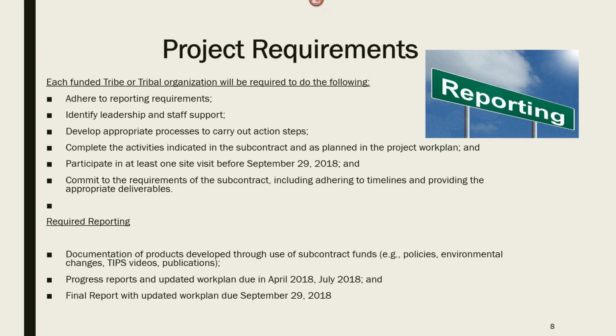As far as the reporting requirements, we want you to document, like I said, products developed through use of subcontract funds. That could be policies, environmental changes, tips, videos, or publications. We would like to see those. There are progress reports and an updated work plan that are due in April 2018 and July 2018. So there will be 2 progress reports and a final report, which will be due on September 29 of 2018, and we would also like an updated work plan at that time too.